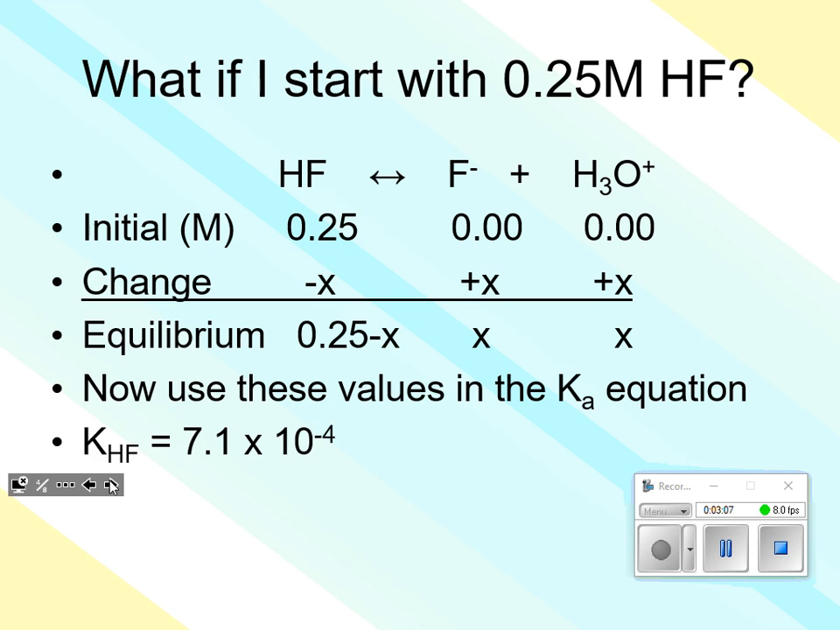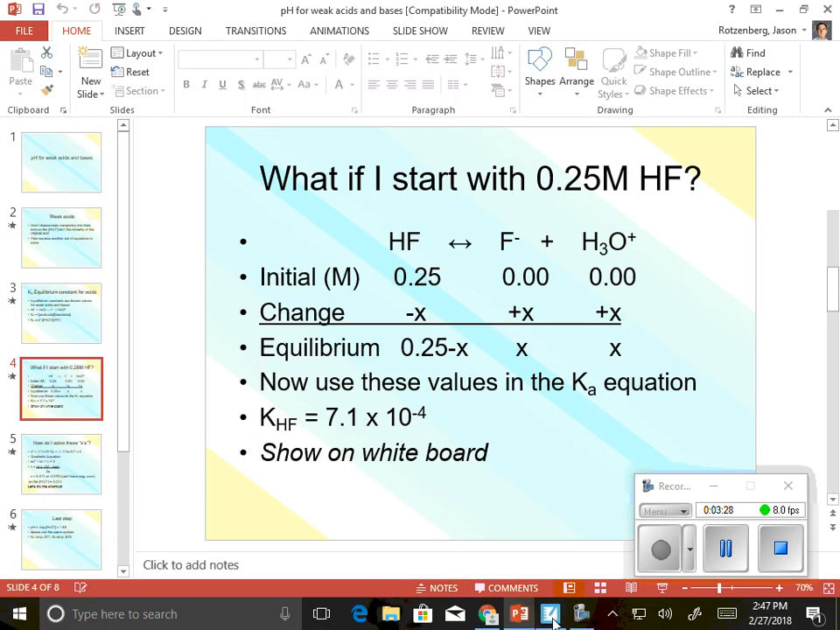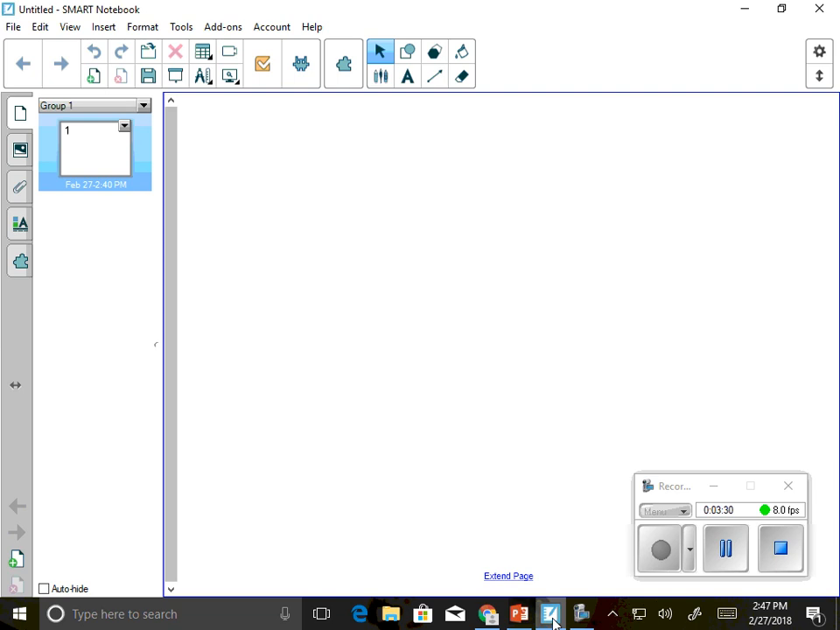The Ka of hydrofluoric acid is a known value of 7.1 times 10 to the negative fourth. So if you know this value, you can now plug into that equation we did before. And I will show you on the whiteboard how to start to set this up then.